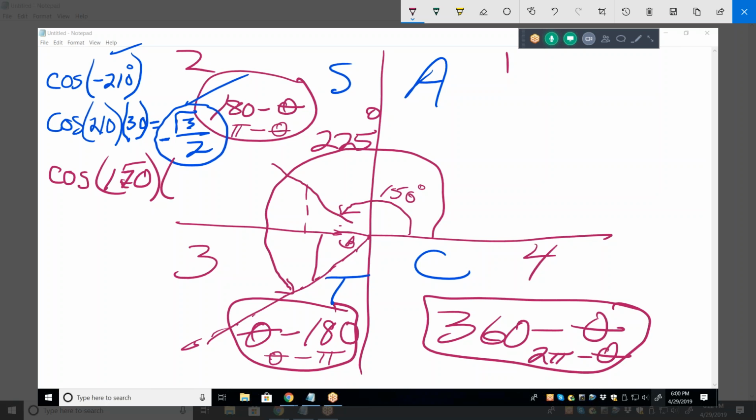Now, figure out that. Was that equivalent? What's that reference? 30. Cosine of 30 again is root 3 over 2. And because we're in the second quadrant, we are negative. So we get exactly the same answer. And for this problem, the same number of steps.